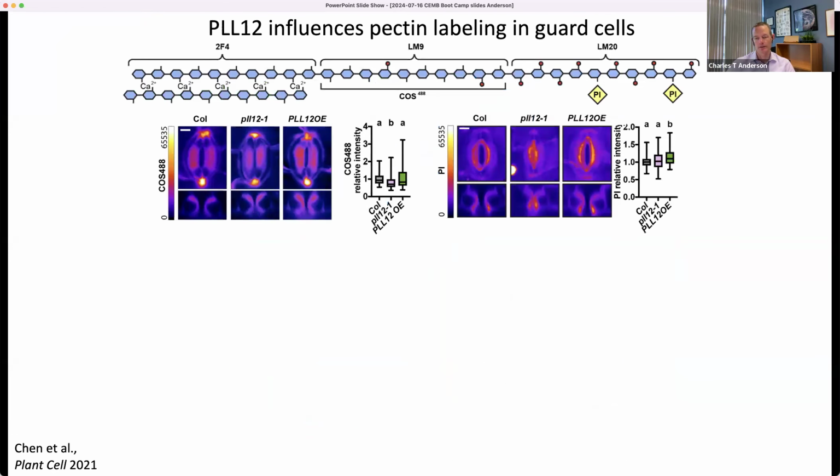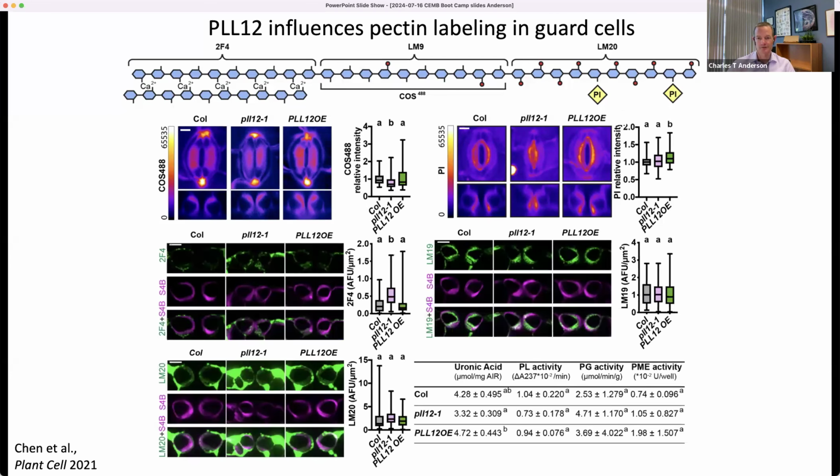And then one of the things that we also studied was how the wall structure changed in response to this modification of PLL12. And we saw some subtle differences in staining patterns of different types of pectin that we're able to detect with antibodies as well as probes that bind to the negatively charged residues in pectin. And I'm not going to go into the details of this slide just for time.